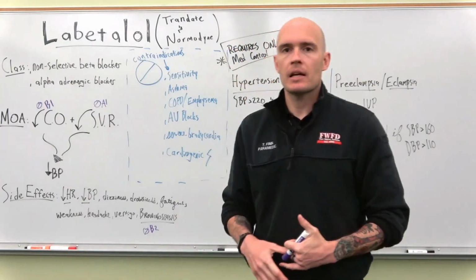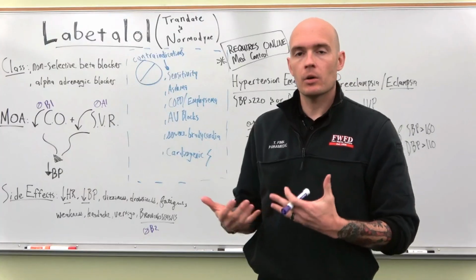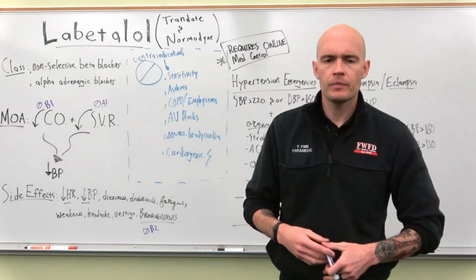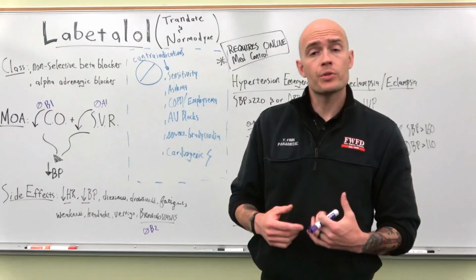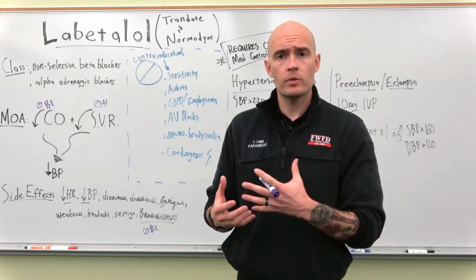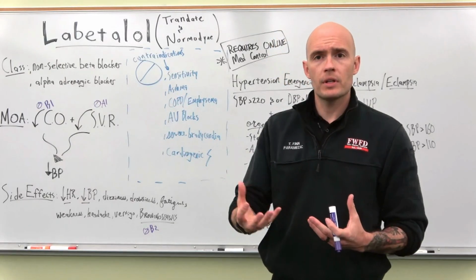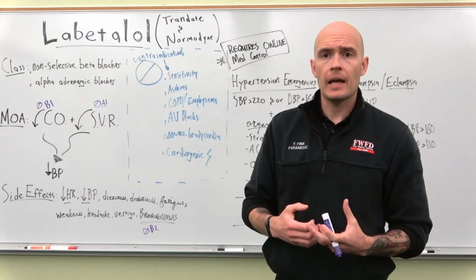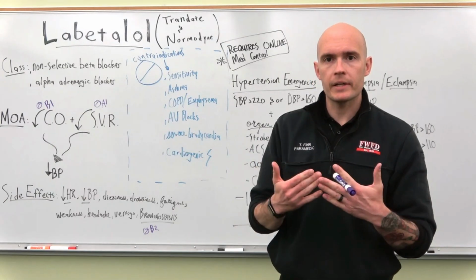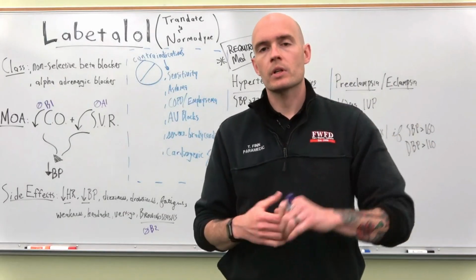Mechanism of action. How are we going to get a reduction in blood pressure? How is this working? So this is going to reduce cardiac output. It is going to do this by reducing the heart's ability to contract forcefully and reducing the heart rate. Those two things together are going to reduce the cardiac output.